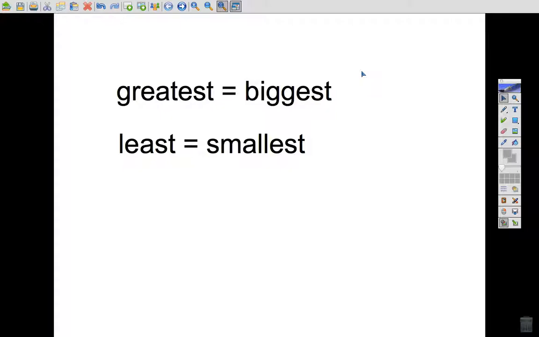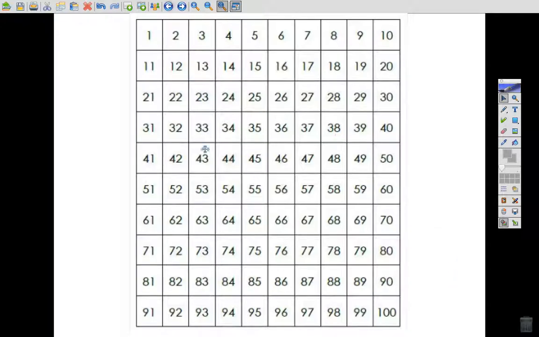In order to be successful with this lesson, we need to know that greatest means the biggest or largest number, and least is the same as the smallest or the fewest amount. We can also think of this on a hundreds chart. The least or fewer numbers are at the top. They're the smaller numbers. These are the lesser numbers. And then the greater numbers have the bigger value, or are towards the bottom.